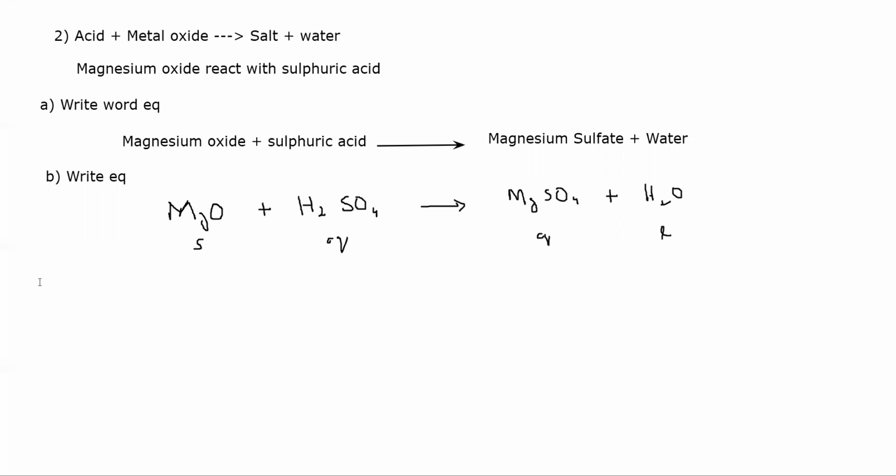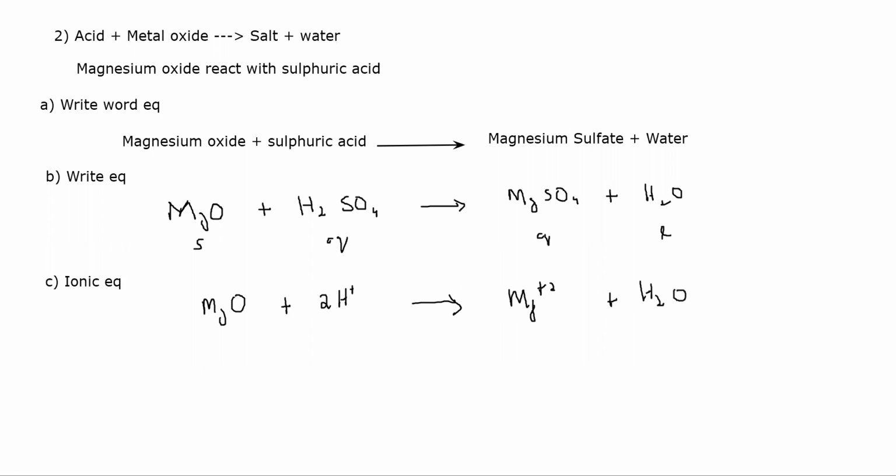And if you want to write an ionic equation, for writing an ionic equation, we cancel out the common ions. So sulfate ions are spectator or common ions. So the ionic equation will be magnesium oxide plus 2 hydrogen ions from sulfuric acid result in a formation of magnesium ion plus water molecules. This is the ionic equation.